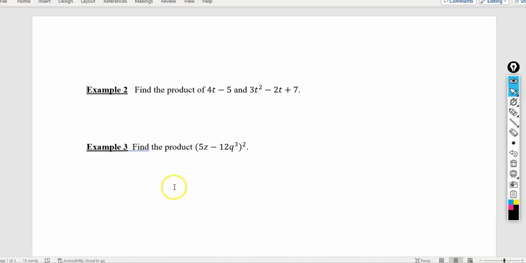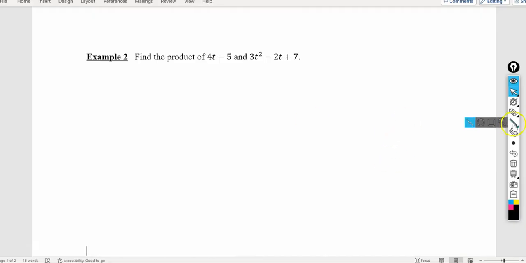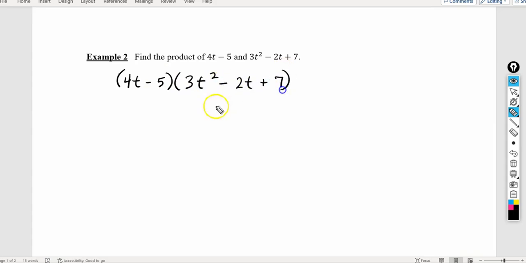And let's look at example 2. Give ourselves some room. All right, now they want us to find the product of these two. All right, now this is again going to be an expansion of the FOIL method. What I'm going to do is I'm going to take the first term, 4t, and I'm going to distribute that to each thing in here.